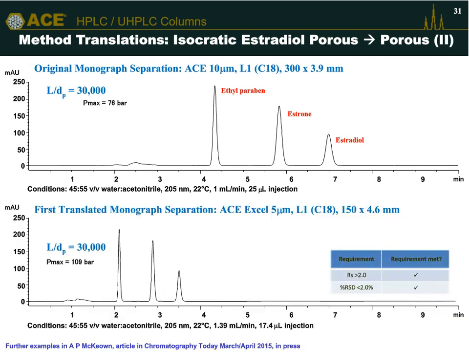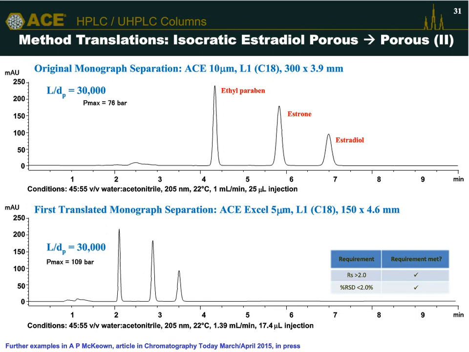So we get a faster separation using the same L over DP ratio column, but this is now using a 150 by 4.6 millimeter 5 micron column. And within the USP monograph, we can see the system suitability criteria in the little table, a resolution value of greater than 2 between estrone and estradiol, and percent RSD of less than 2, which was achieved with this new column. So a very simple translation for this isocratic method.